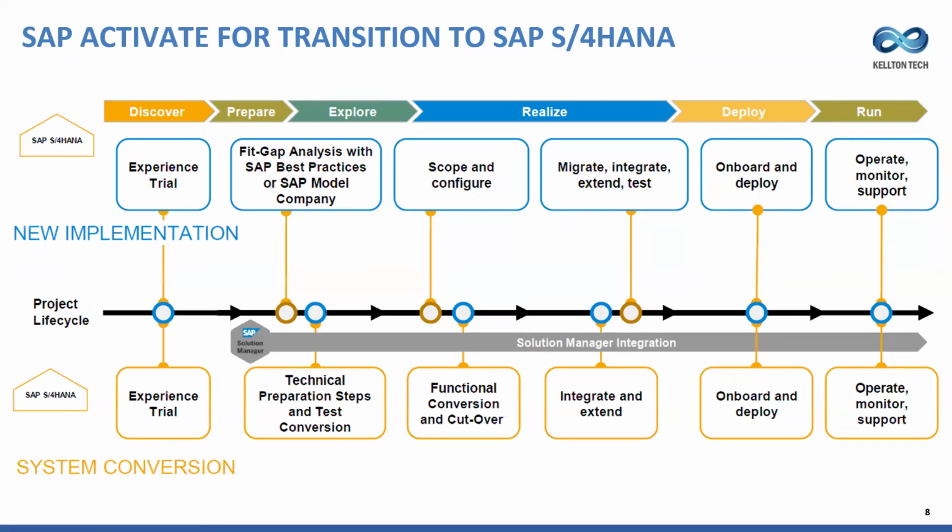If we don't want to build anything on the core and want to keep the core clean, then we can do it on the cloud platform, test it, then onboard the solution and deploy. So it is typical of our cutover and deployment of the solution. Run is nothing but our hypercare and support. So the same thing here, more or less, you're not migrating anything, but these three are similar, and these two are changed. And this is very, very important. So technical preparation steps and test conversion, and then functional conversion and cutover.